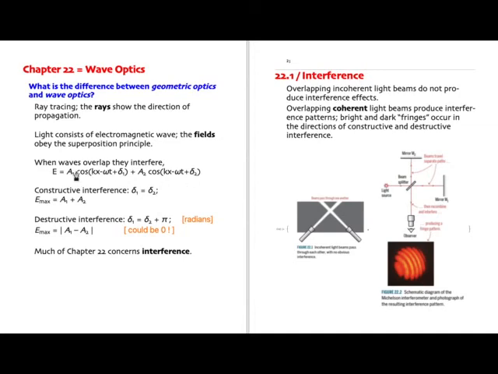So this is a wave traveling in the x direction. It oscillates in both x and t. And I'm assuming that I'm adding two waves with the same frequency, the same k value.